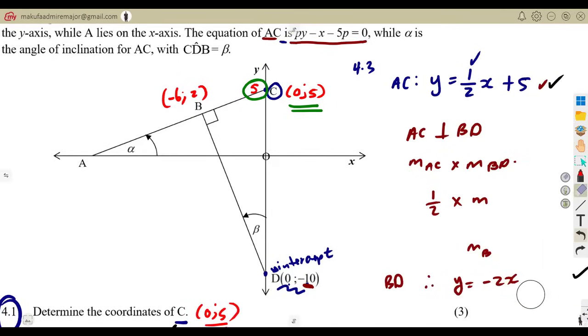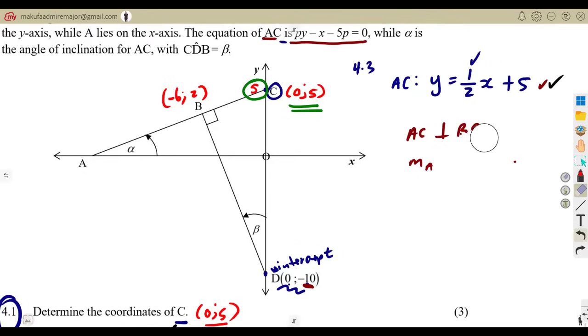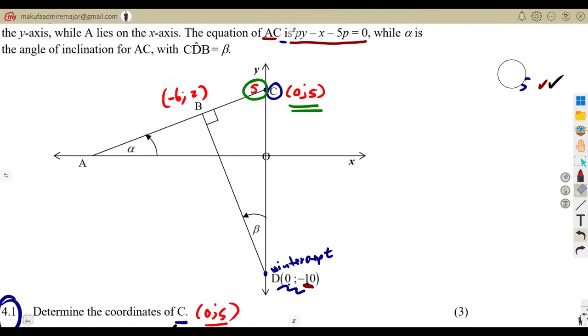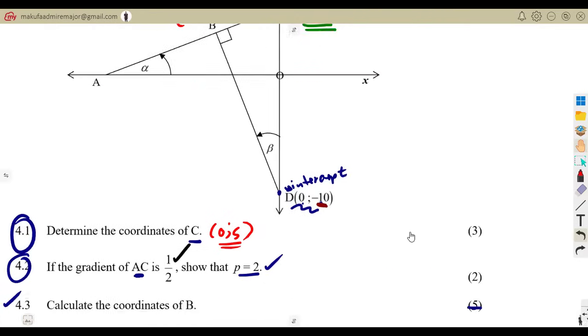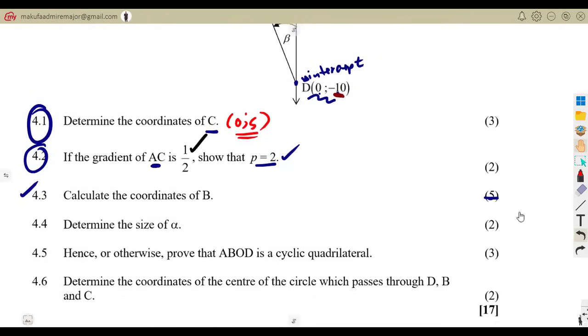So as we can see, guys, questions can be like that. You have to also check the number of marks. 5 marks, there's a lot that you need to consider there.